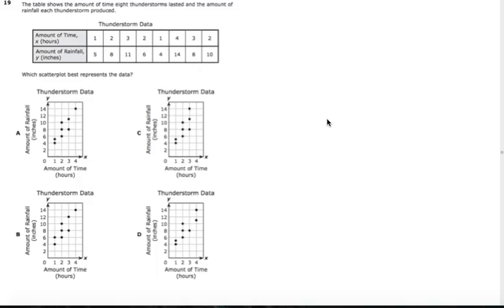Number 19. The table shows the amount of time 8 thunderstorms lasted and the amount of rainfall each thunderstorm produced. Which scatter plot best represents the data?